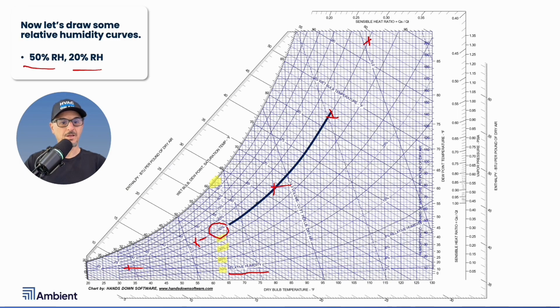What about 20%? Okay, so 20% is right here. I don't know if highlighting those numbers helps or makes it impossible to see. I can't tell. But anyway, that's 20% there. And that is a 20% relative humidity curve. So anything along this curve here, getting better at my X's here, represents 20% relative humidity. Okay, what's next?